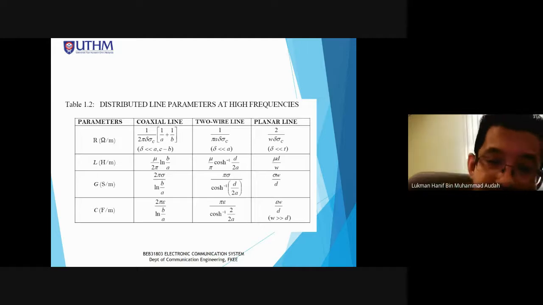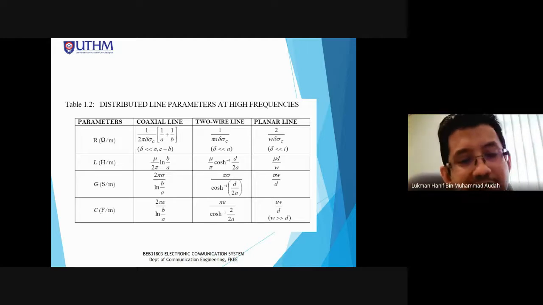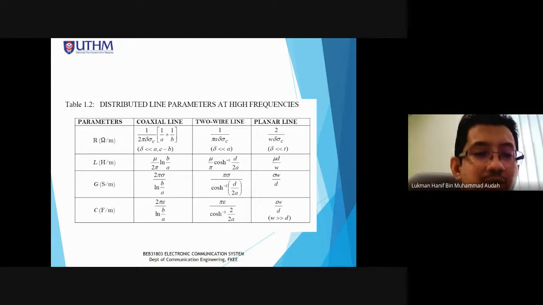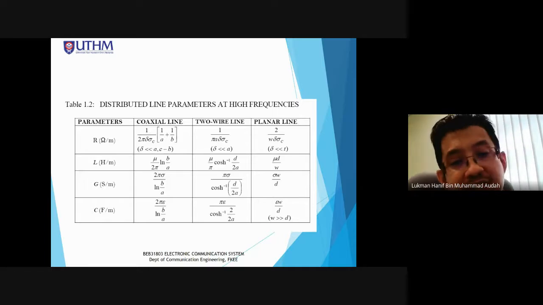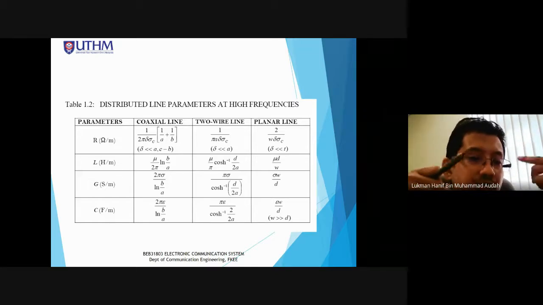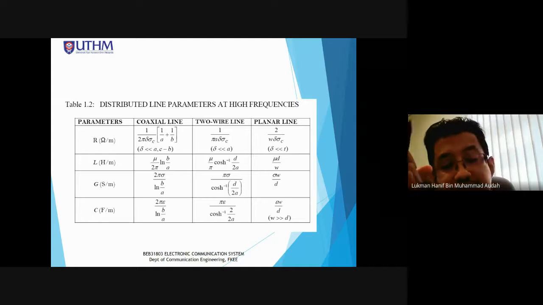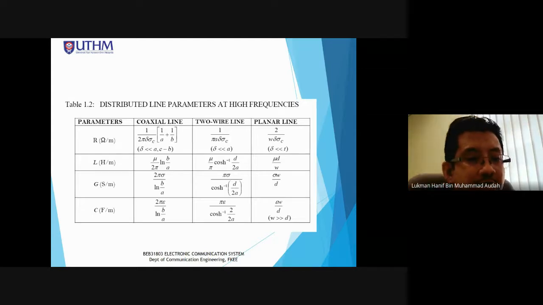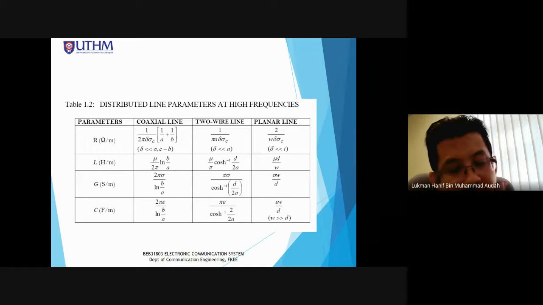Okay, so ini jangan hafal, tak perlu hafal. Okay, kita tak tanya yang ini, we will not ask you about this. Okay, just for your information that different kind of cables have different set of equations to determine the value of R, L, G and C. Okay, so don't need memorize, tak perlu hafal, jangan hafal.